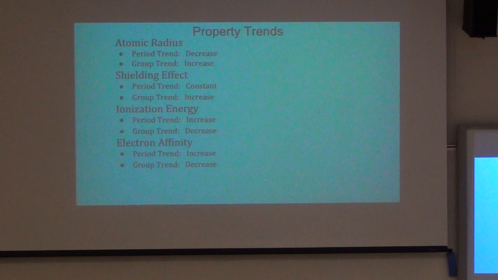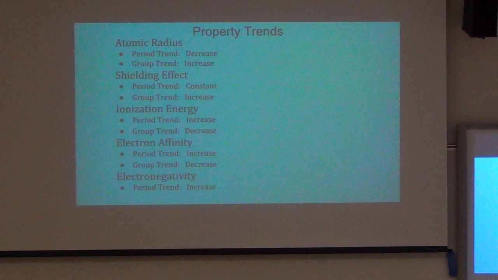And our last one, electronegativity. Electronegativity is the ability to pull electrons toward you in a bond with another atom. So if you're a small atom, you're probably going to be able to do that. That means right across the period it increases. The most electronegative element is fluorine. And going down a group, it decreases. So the least electronegative element is francium.